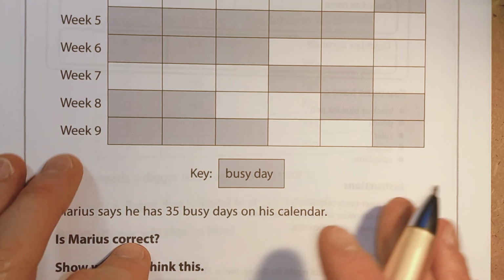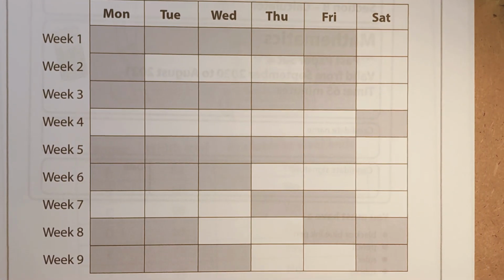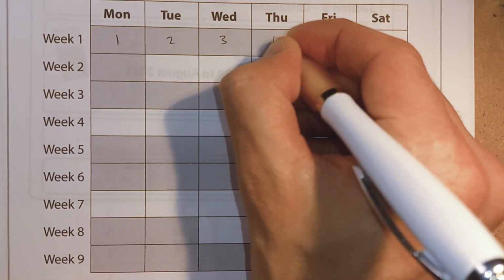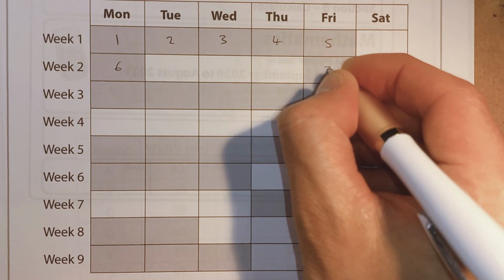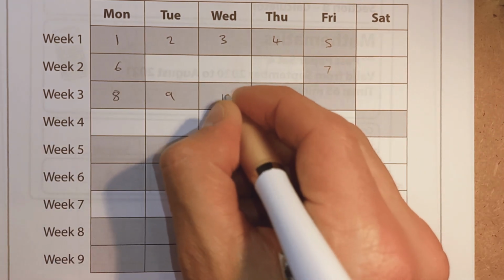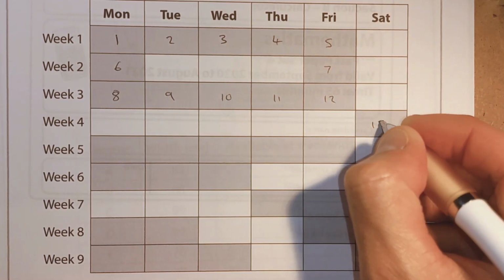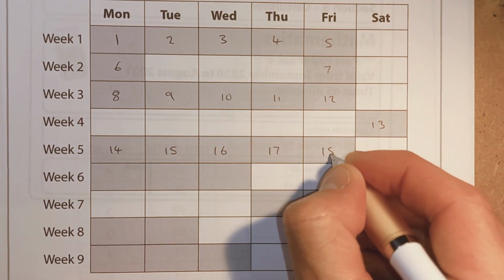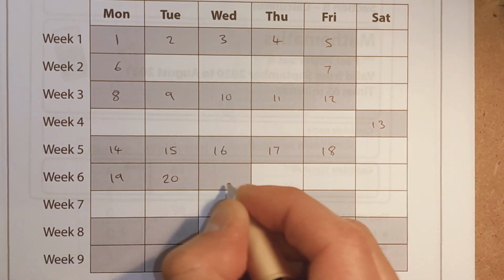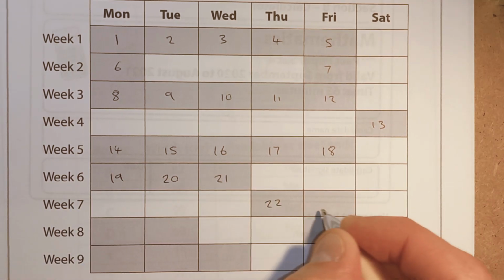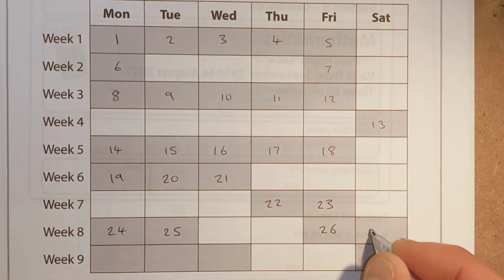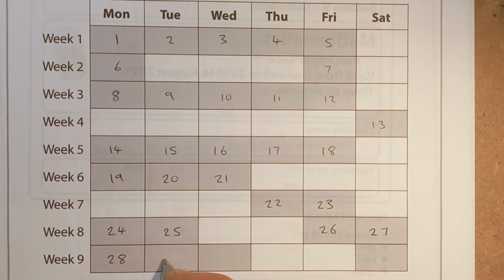Okay. So if these are all the busy days, we just need to count them. So we can actually write the numbers. So 1, 2, 3, 4, 5, 6, 7, 8, 9, 10, 11, 12, 13, 14, 15, 16, 17, 18, 19, 20, 21, 22, 23, 24, 25, 26, 27, 28, 29, 30, 31.